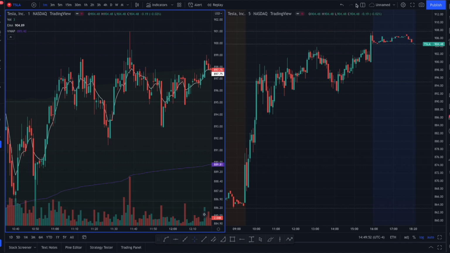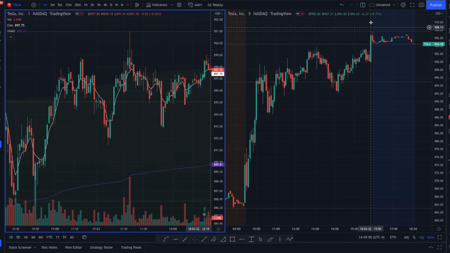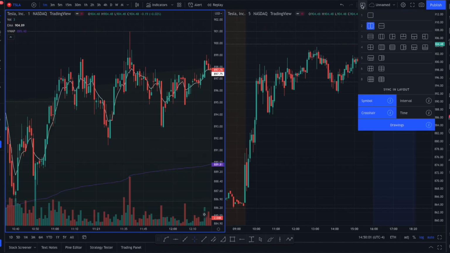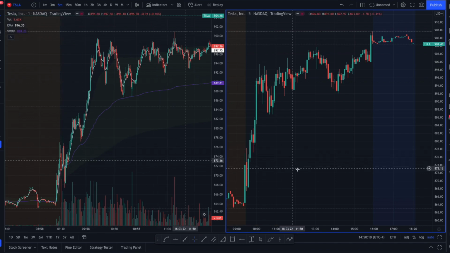Okay, so the first thing we want to do is set up a chart here. For example, I have Tesla. We want to go here and make our chart dual. Make sure you have your symbol, crosshair, and drawings all selected, so whatever we draw here should replicate on the smaller time frame as well.